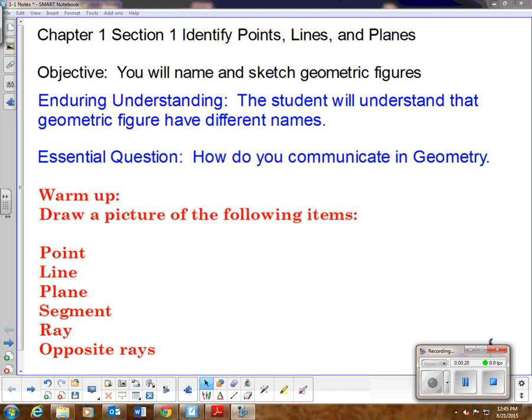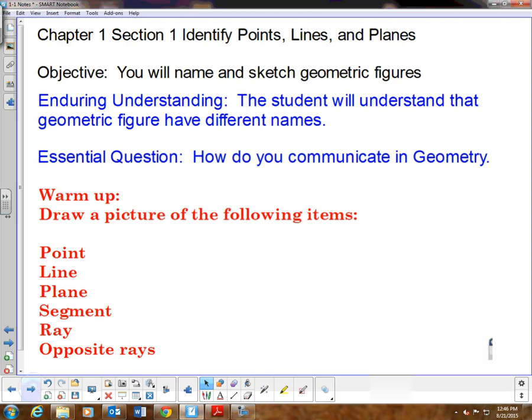Okay, so you should have drawn a few pictures, and so our objective today is to learn how to name and sketch all the geometric figures that you see listed here. And we're just going to understand that geometric figures have lots of different ways to show the symbols, and so this is how geometry becomes a different language. So this is kind of how we communicate all throughout the year in geometry.